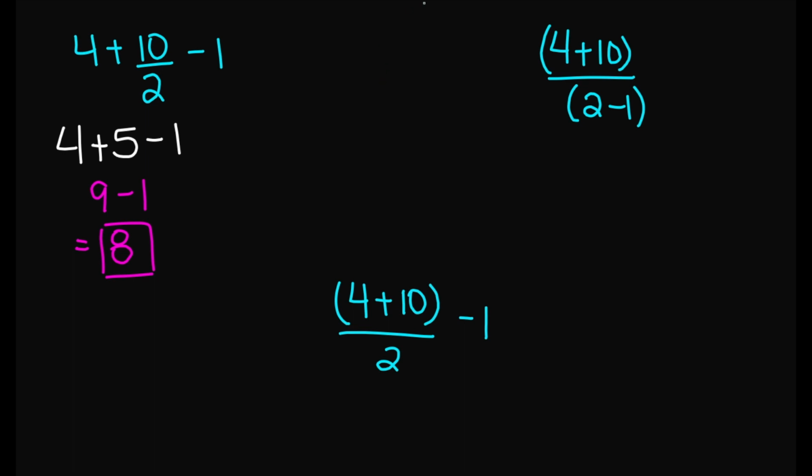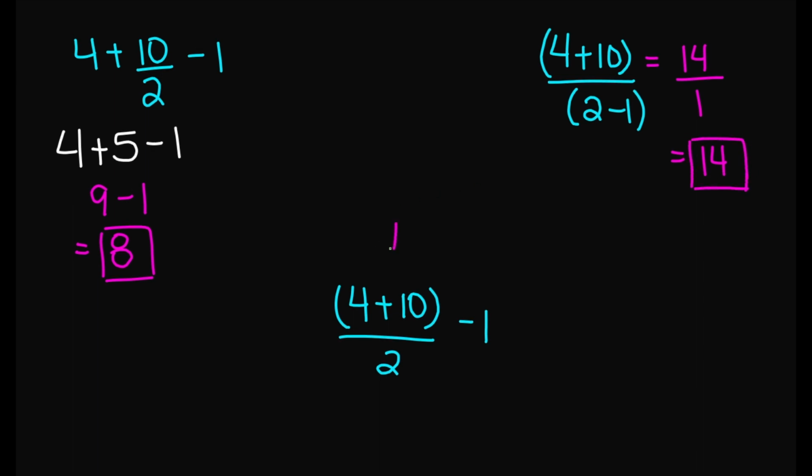Now let's go to this side here. So notice I do have parentheses in my numerator and in my denominator. So my numerator, I have 4 plus 10 inside parentheses. This is going to equal 14. And then in my denominator, we have 2 minus 1. This is going to equal 1. So now we have 14 divided by 1. This is going to equal 14. So your final answer here is going to be 14.